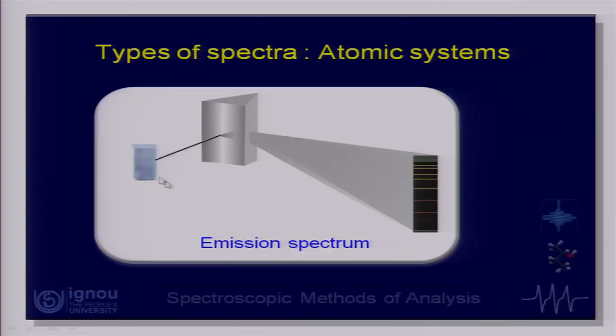Now, suppose I have a system in an excited state that is emitting radiation. That radiation emitted by the system, I make it pass through the prism again. What do I observe? I get certain lines over there. These lines indicate the frequencies or the wavelengths which are emitted by the system. So, this is a typical example of an emission spectrum.